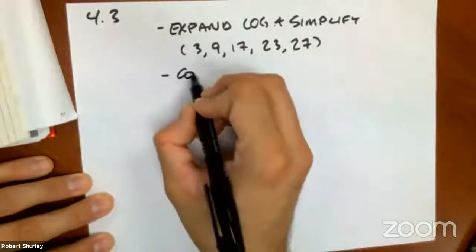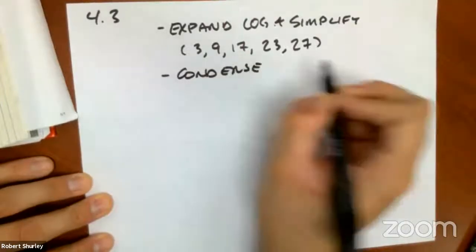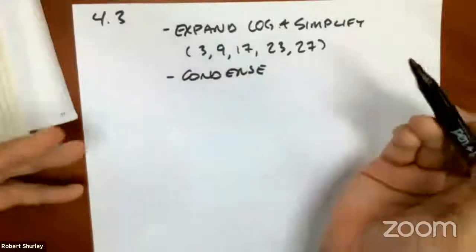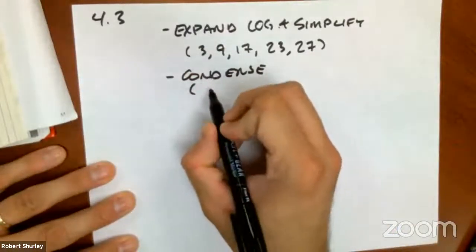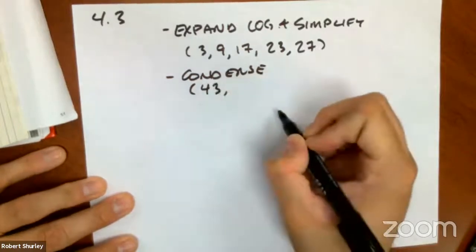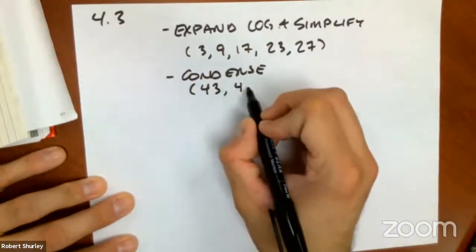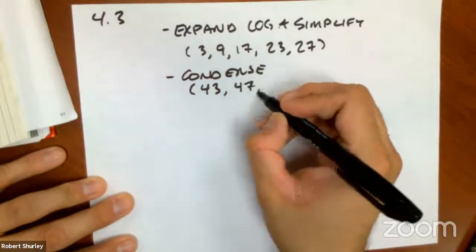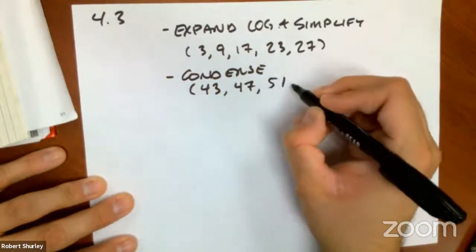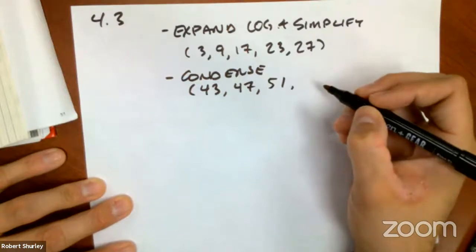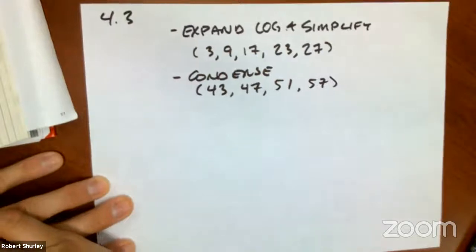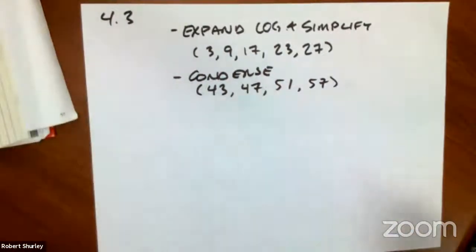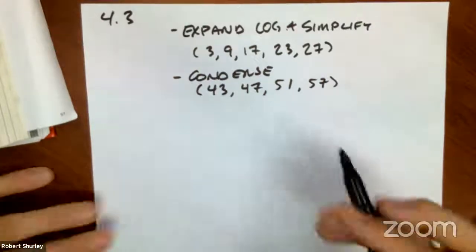And then we had to condense the logarithms, right? If we can expand it, we can condense it back. That's kind of the rule. But for condensing, we'd have like 43, let's say 47, 51, and then 57. Those are all good examples of condensing logarithms, where you have more than one logarithm and then you have to bring it together as one singular logarithm.